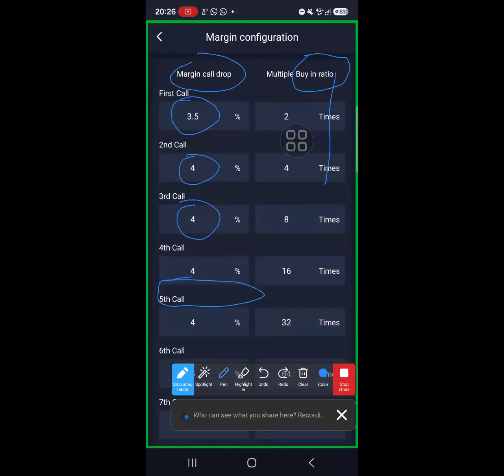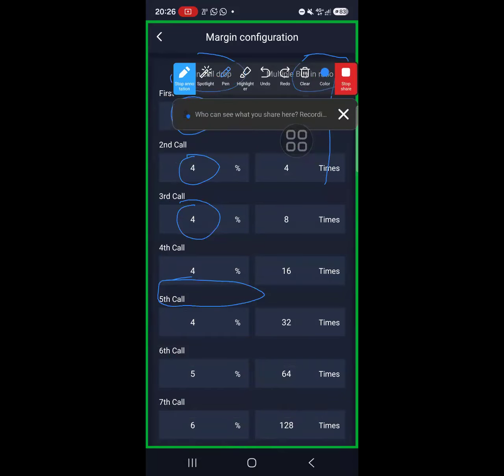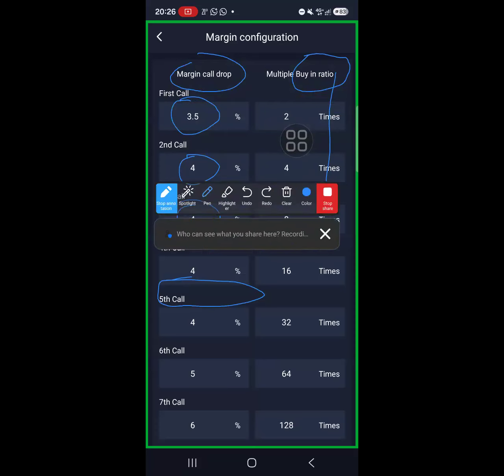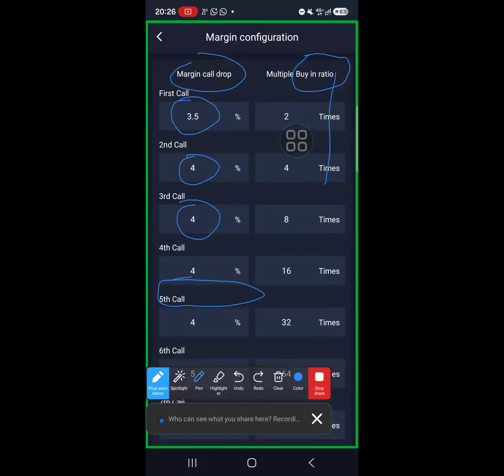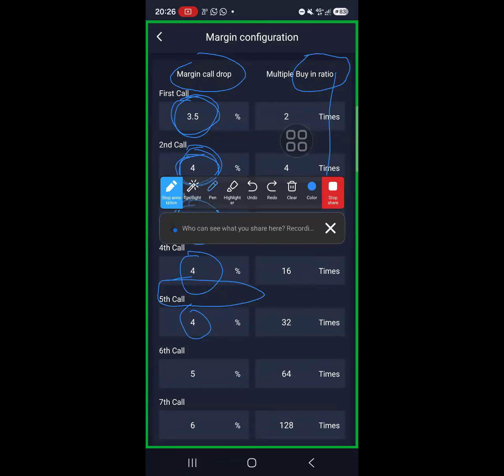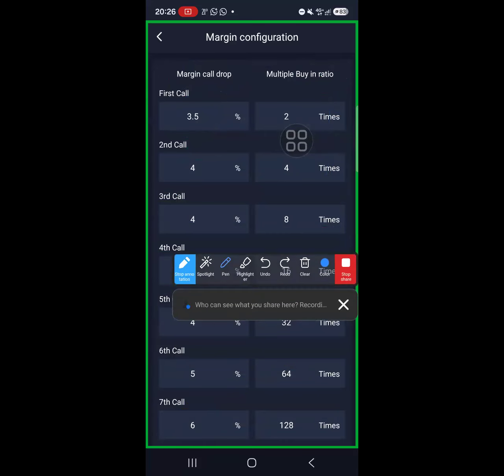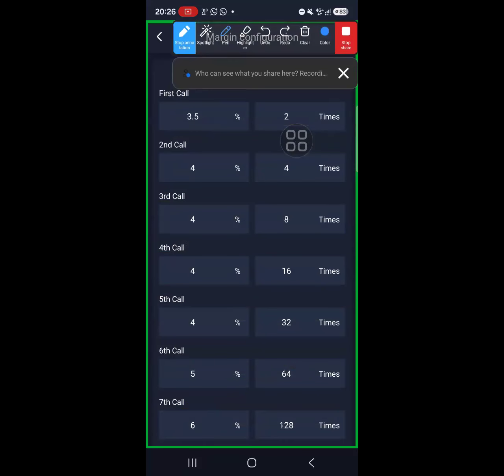If you look closely here, these are 7 margin calls. So there is 3.5%, there is 4.5%, 4%, sorry, another 4%, another 4%, another 4%, and then there is the 6th one, which is 5%, and then the last one is 6%. I want you to see this.